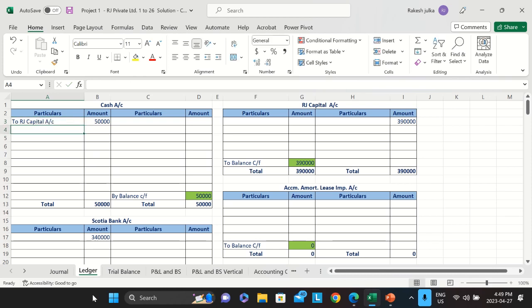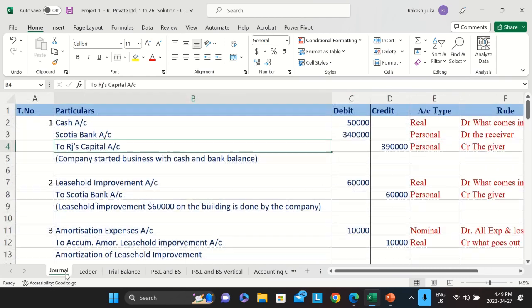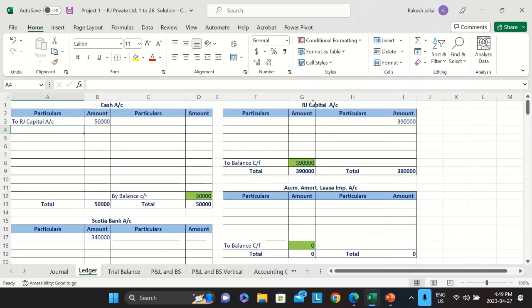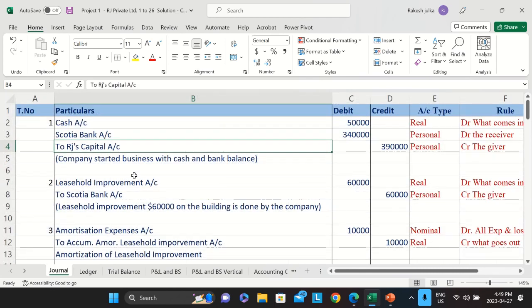Right, so to RJ capital account. Now in RJ capital account, we will write cash. So on the right hand side, by cash. This is what we have done for 50,000. And what about the 340,000? Scotia Bank, 340,000.